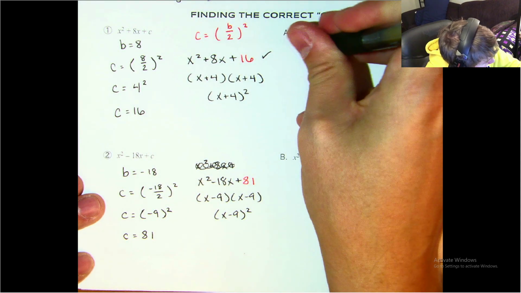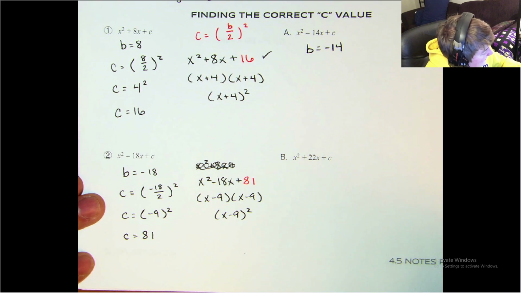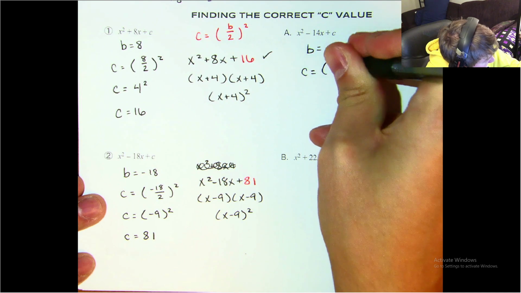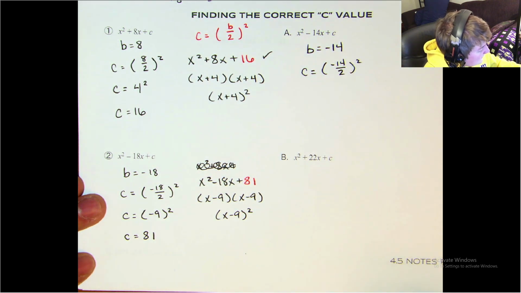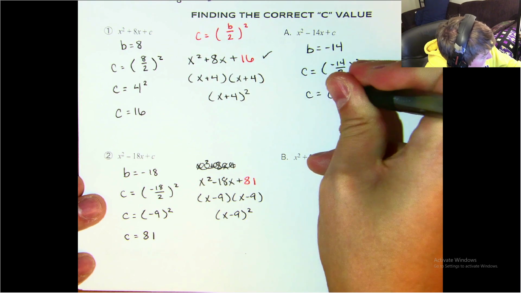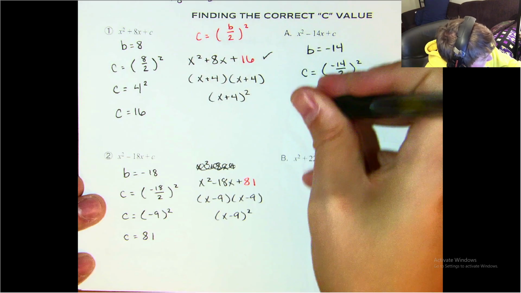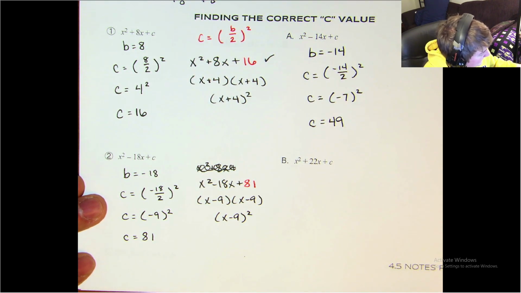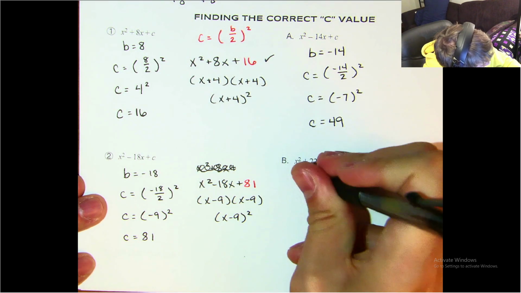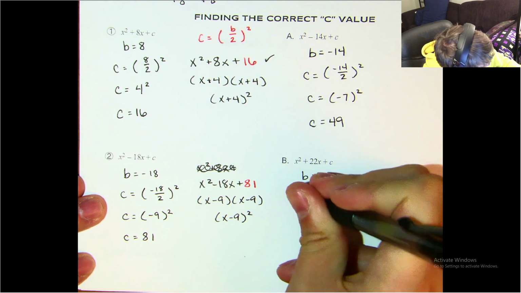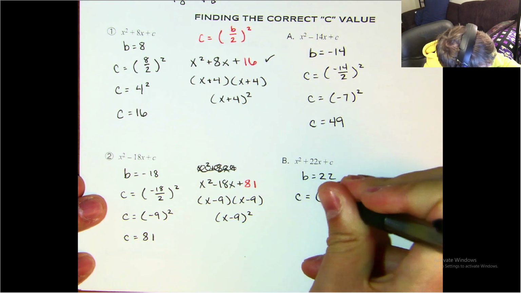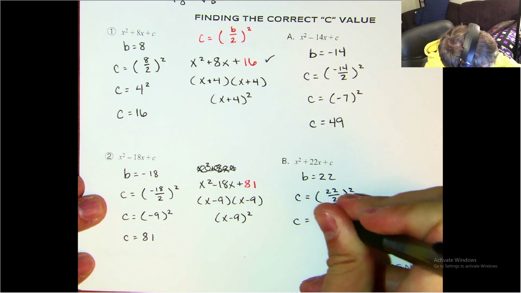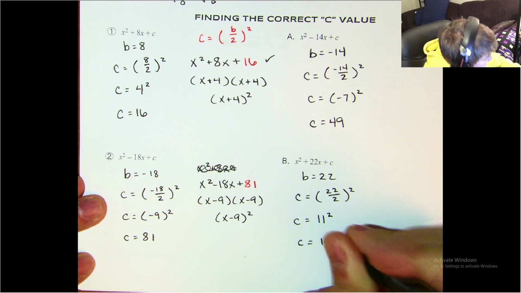So my B value here is negative 14. So that means my C value is going to be negative 14 divided by 2 squared. That means my C value is negative 7 squared, and negative 7 squared is 49. Here my B value is 22. That means my C value is going to be positive 22 divided by 2 squared. And then this is going to be 11 squared. And 11 squared is 121.